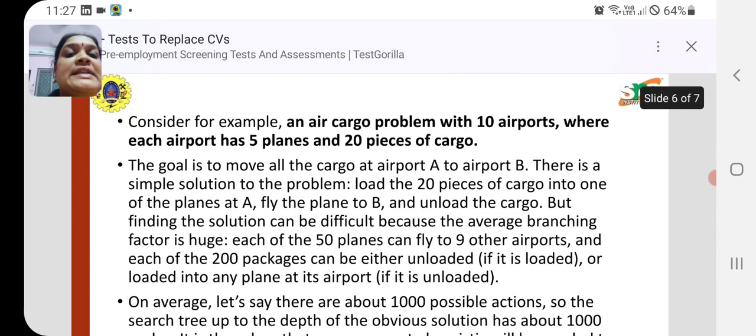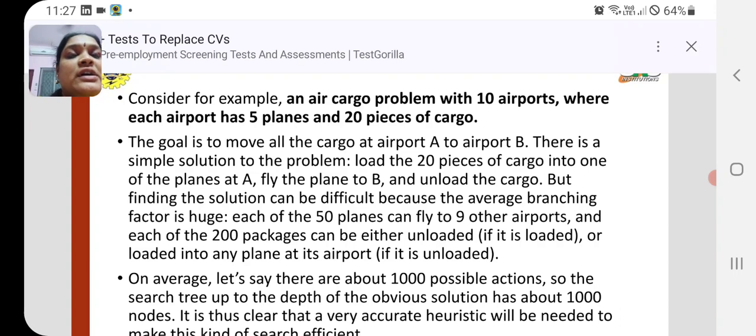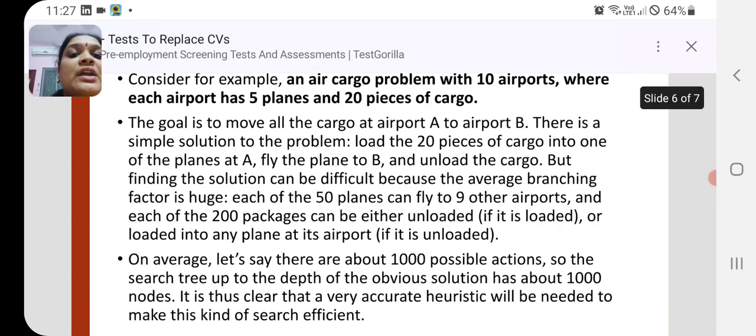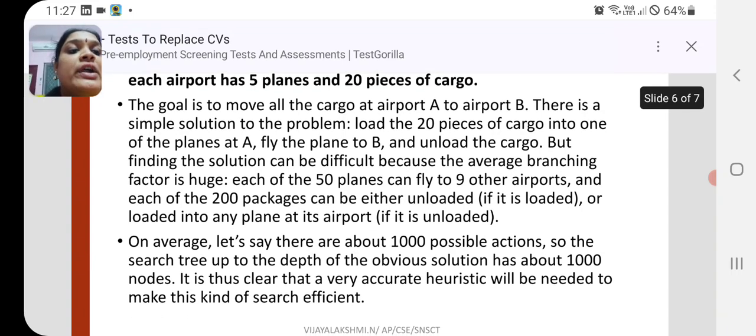So here is a better example for understanding forward state space search. You have an air cargo problem with 10 airports, where each airport has 5 planes and 20 pieces of cargo. The goal is to move all the cargo at airport A to airport B. A simple solution to the problem is that we can load the 20 pieces of cargo into one of the planes at A, then fly the plane to B, and unload the cargo.